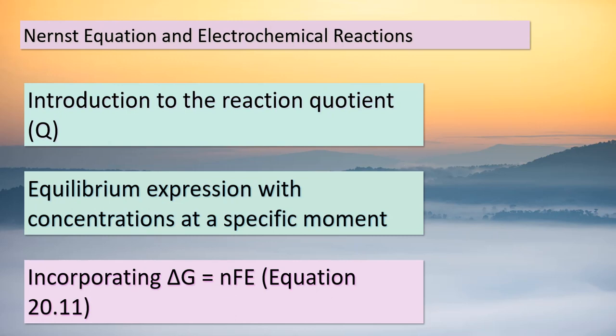The Nernst equation, represented as E equals E° minus RT/nF ln Q, gives us insights into the potential difference, E, across an electrochemical cell. So, get ready to uncover the mysteries behind electrochemical reactions and the driving forces that make them tick.